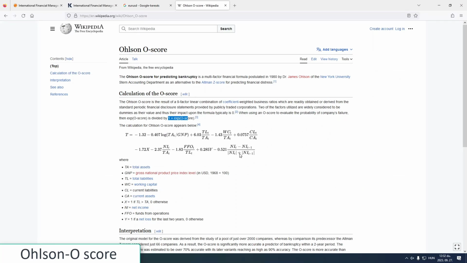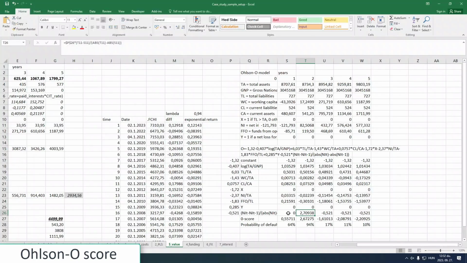Oh, this is plus. This is a bug. So this is a bug, not a feature.